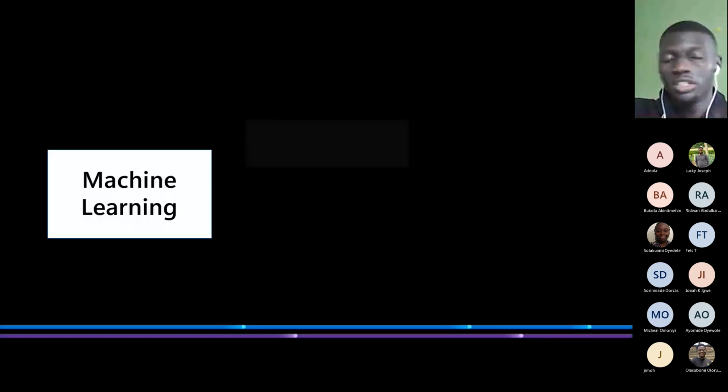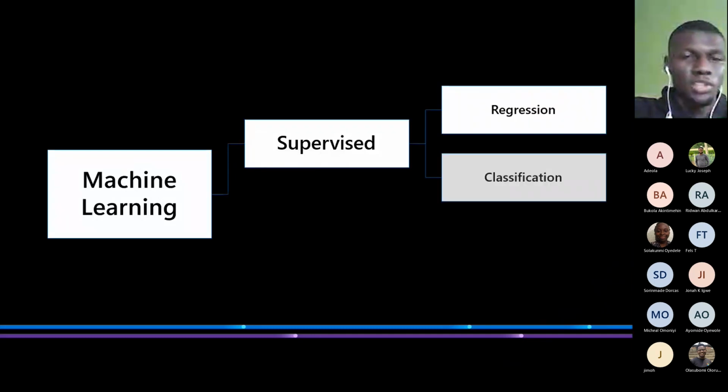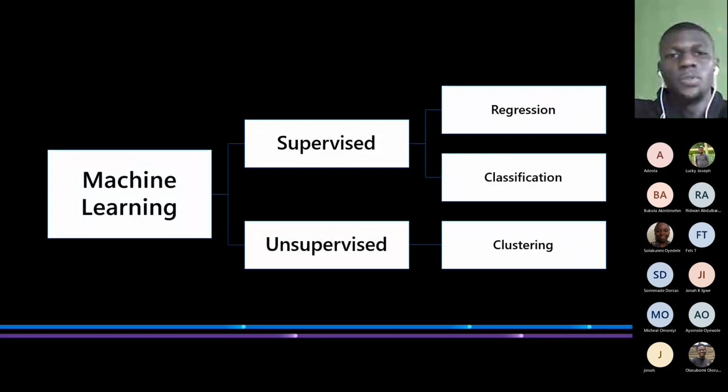So here we have machine learning, and we have two forms of machine learning basically. You have the supervised and then you have the unsupervised. Basically, supervised machine learning is further divided into regression and classification. So let me start with this division first, the supervised and unsupervised.